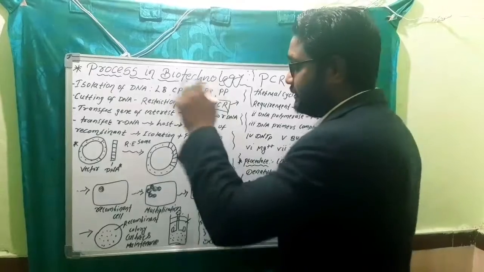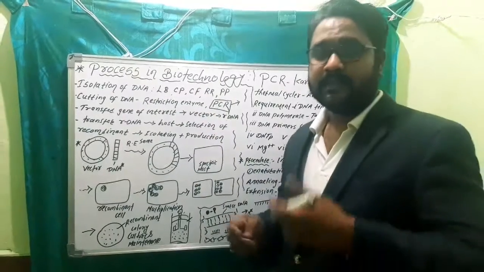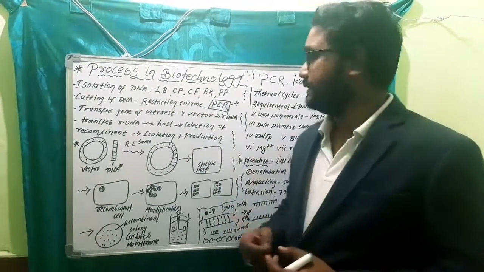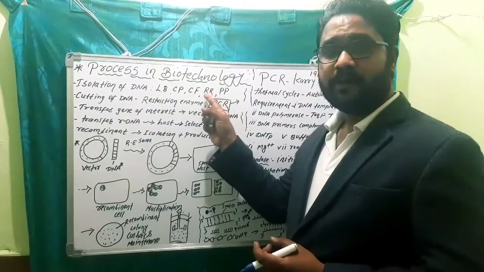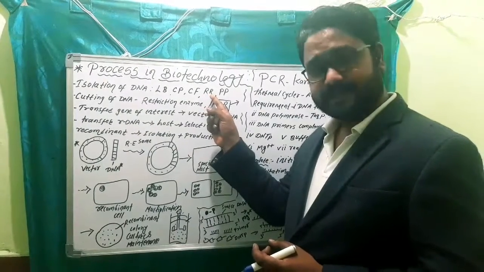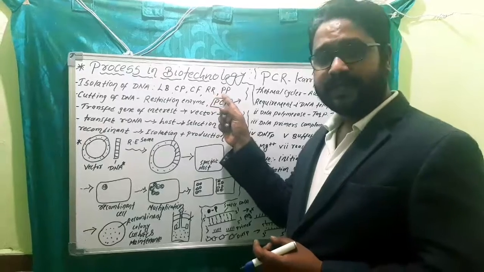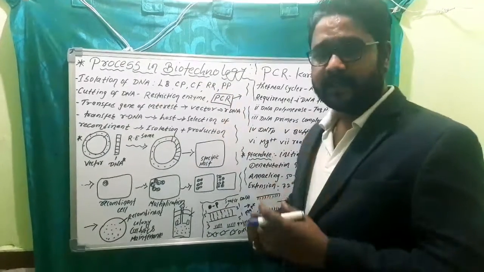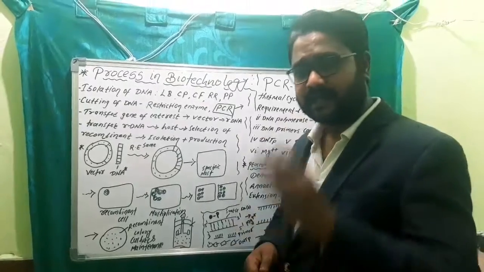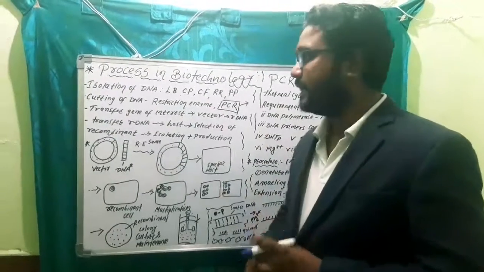Let's move inside the cell. The other macromolecules we have to remove are RNAs and proteins. So ribonuclease is used to digest the RNA present in that cell, and for protein we use protease. So simply, in isolation of DNA, what are we doing? We are using specific enzymes to break the different molecules of the cell.